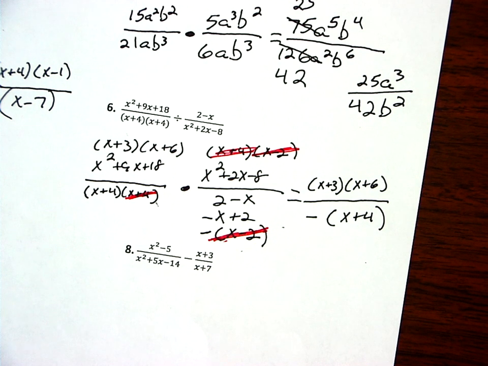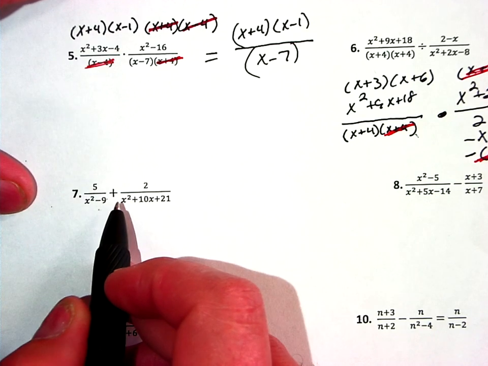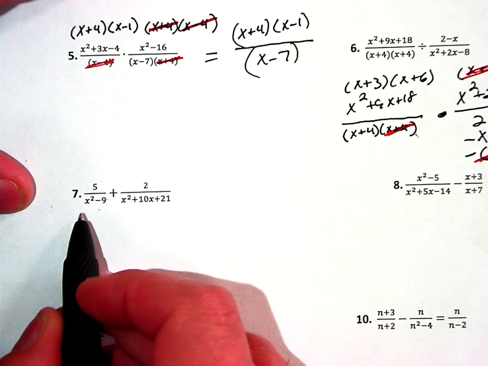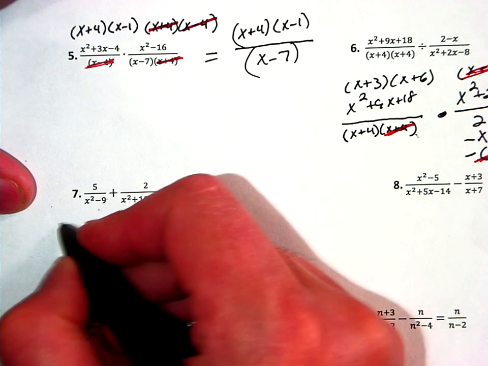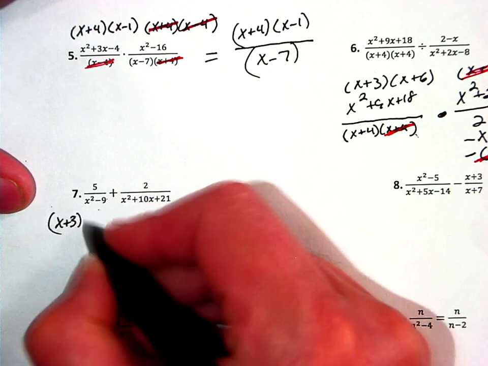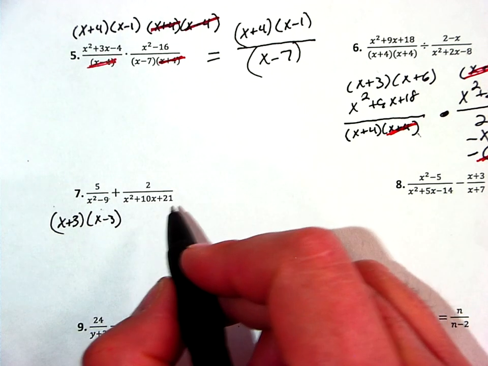All right, moving on. Number 7, we are adding, correct? In order to add, we need a common denominator. So will the denominator of 7 factor? Will x squared minus 9 factor? Is it a perfect square? And is that a negative? So it'll factor: x plus 3, x minus 3. All right, are there factors of 21 that equal 10?